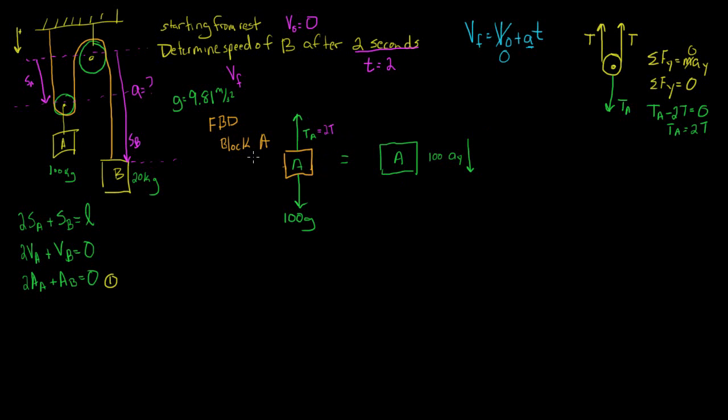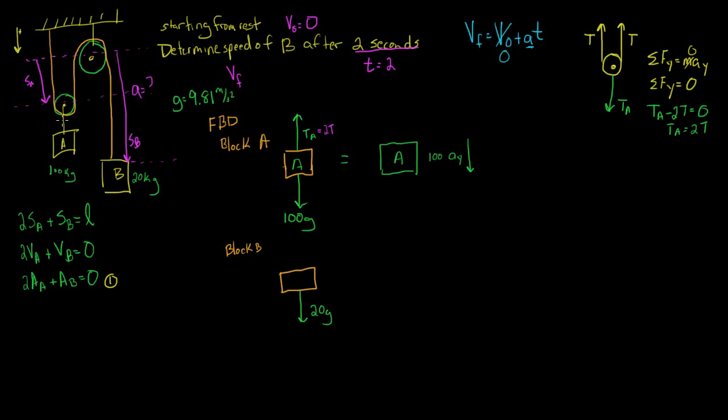Okay, so we have block A, and now let's do a free body diagram for block B. Again, we have our block B. It has a force going down. The force going down is going to be 20 times gravity. And it has a force going up. And this force going up is just this cord right here.